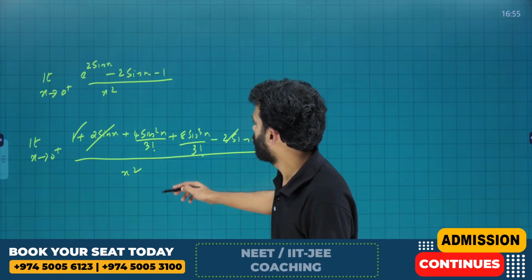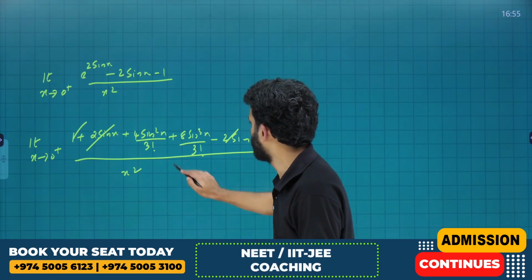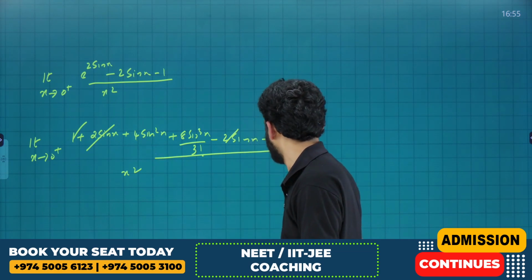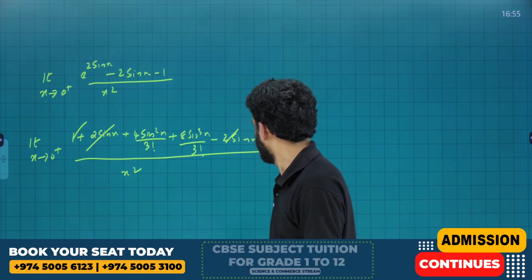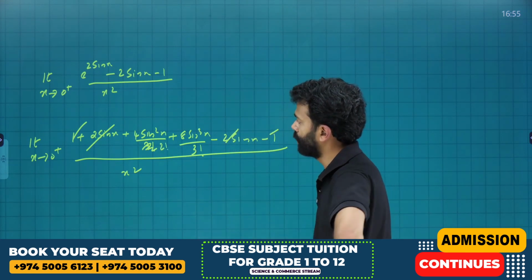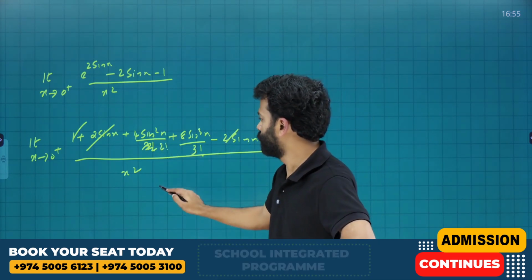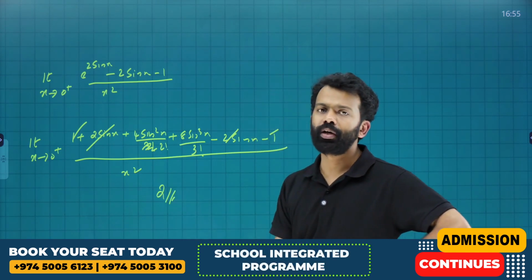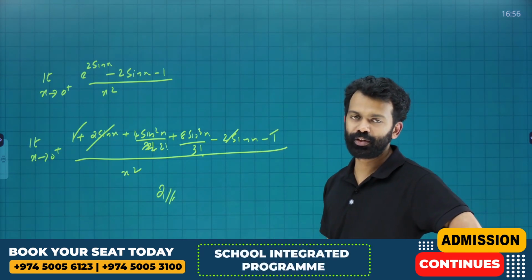Therefore, 4 sin square x by 2 factorial. My mistake, this is 2 factorial here, instead of 3 factorial. Therefore, what is 4 by 2? That is 2. That is the answer here. So what was the LHL? 2, and the RHL is also what?